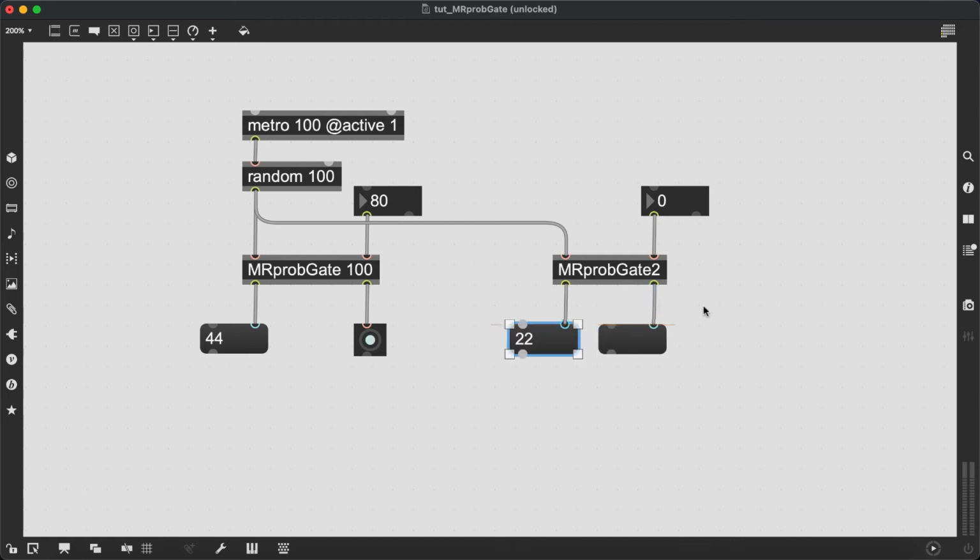The MRprobGate 2 utility functions the same as MRprobGate, but instead of outputting a bang, when the input is not passed to the left outlet, the rejected input is sent out the right outlet instead.